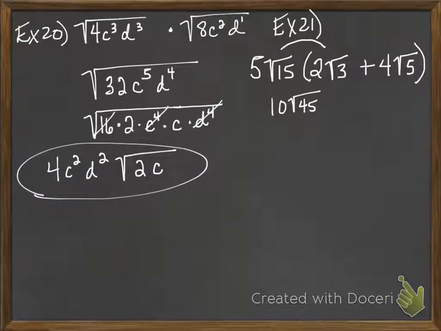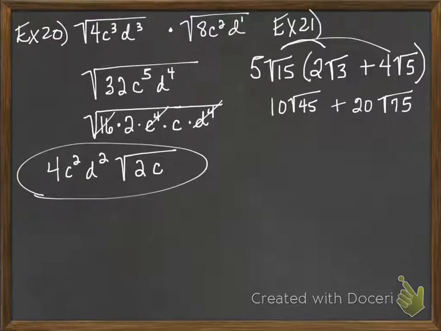Then you've got to multiply 5 square root of 15 times positive 4 square root of 5. So outside times outside and inside times inside gives me positive what? 20 square root of, what's 15 times 5? 75. Y'all with me? So everybody see how we're getting 10 square root of 45 plus 20 square root of 75? Alright, these will be the hardest ones.